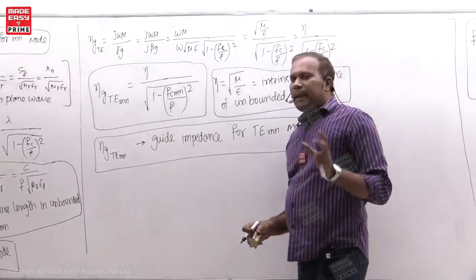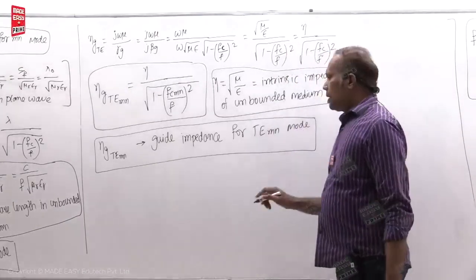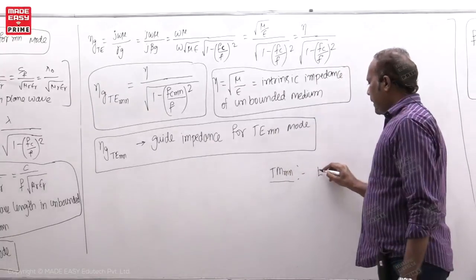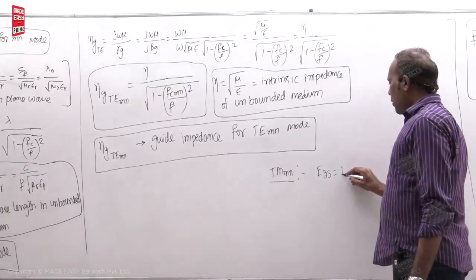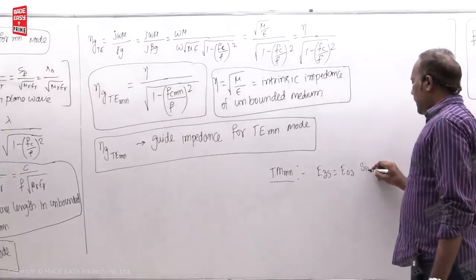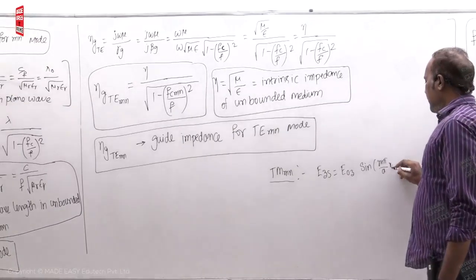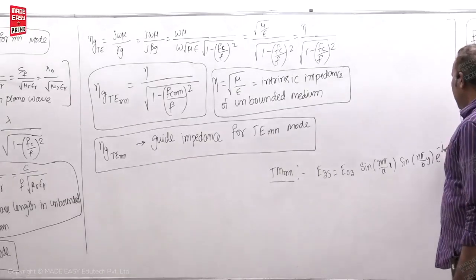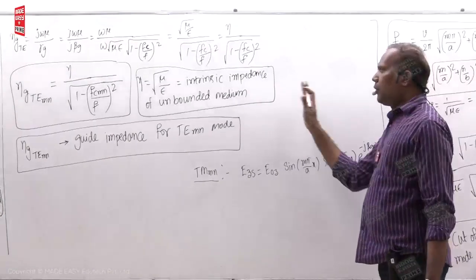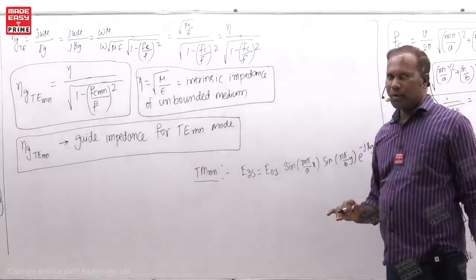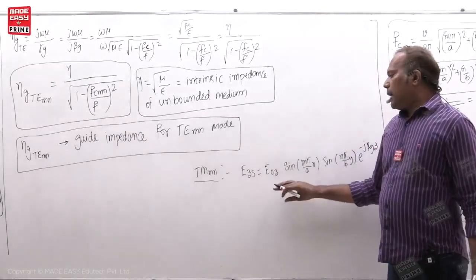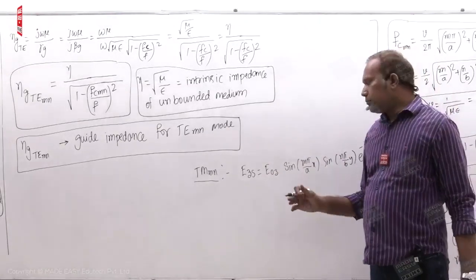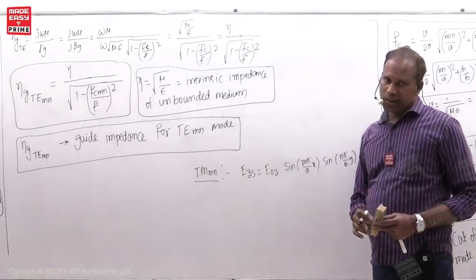So if I talk of TM mode equations, in TMmn mode actually what will happen, dear students, there EZS will be proportional to sin m pi by a and sin n pi by b. I will be writing, just you are listening, don't write everything, students. Just you are listening. In TMmn mode, EZ equation will be there, that is sin, but in TE mode, HZ equation is there, that is cos.